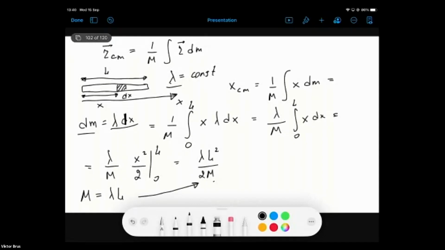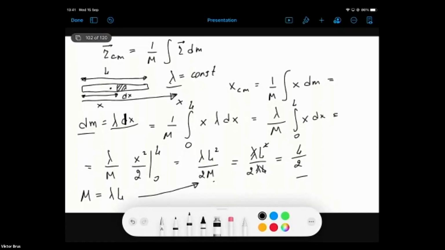So now let us substitute it here. It will be lambda times L squared divided by 2 lambda L. So we cancel out lambda, cancel out the square, and what we get is a quite trivial result, that the center of mass will be located in the middle of this rod, which could look trivial, but we applied a general approach to calculate the position of the center of mass, and we see that because it is a symmetric case, we have uniform distribution of its mass, lambda is constant, we get position of axis X in the center.